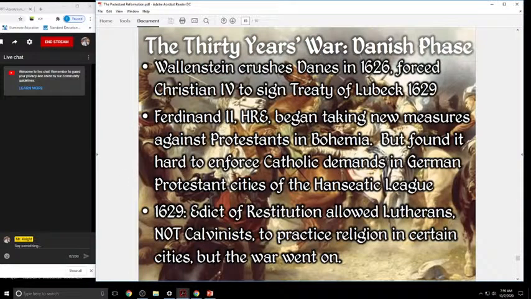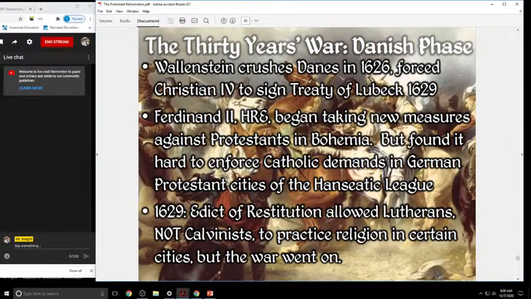And Wallenstein, fighting for the Catholics, crushes the Danes in 1626, and he forces the King of Denmark, Christian IV, to sign this treaty called the Treaty of Lubeck in 1629. Meanwhile, the Holy Roman Emperor, Catholic Ferdinand II, began taking new measures against Protestants in Bohemia to punish them. But he found it really difficult to enforce Catholic demands in German Protestant cities that belonged to the Hanseatic League.